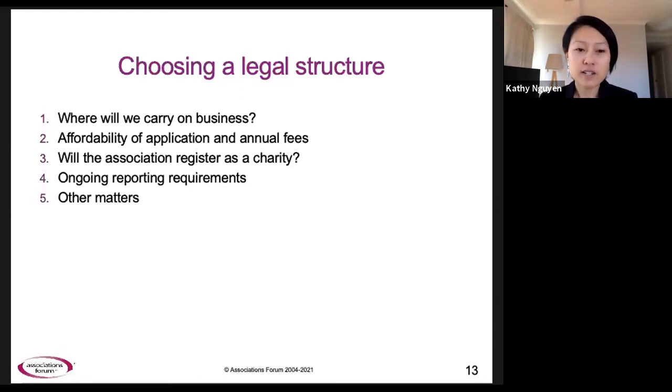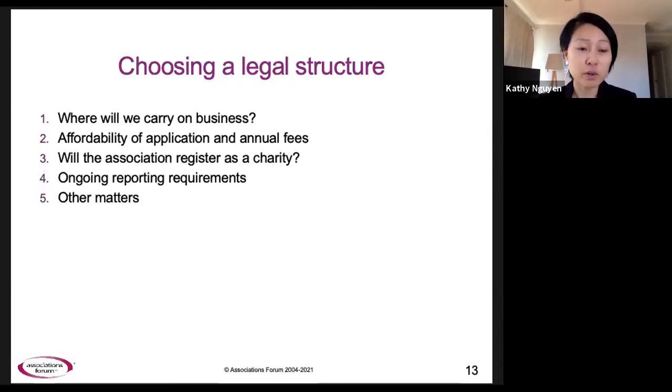But whether your organisation qualifies to be a charity is a separate issue, and you have to exist for one of the 12 charitable purposes under the law. Happy to have a separate conversation about that.